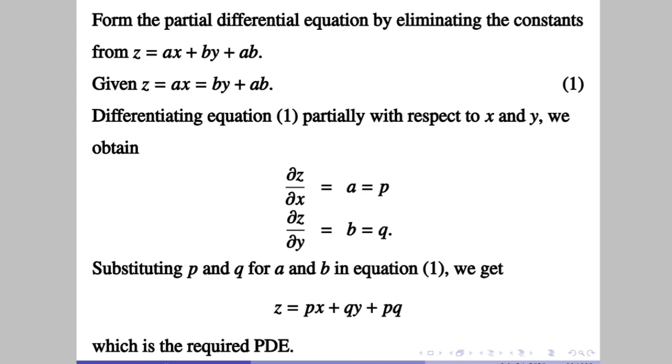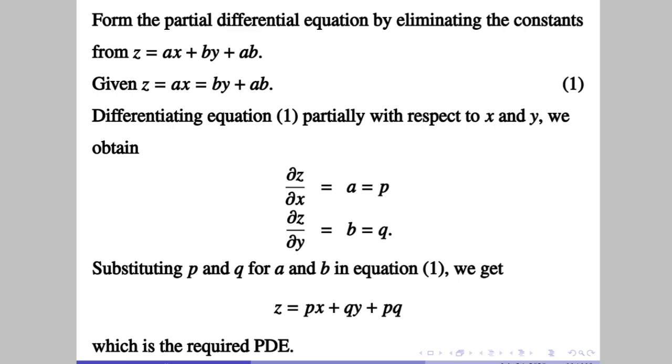So here is an example of how to form a partial differential equation. z equal to ax plus by plus ab. Given z equal to ax plus by plus ab, differentiating 1 partially with respect to x and y, we obtain dou z by dou x equal to a. So dou z by dou x equal to p, so p is equal to a, q is equal to b. We are getting the second equation. Substituting p for a and q for b in equation 1, so what are we getting?